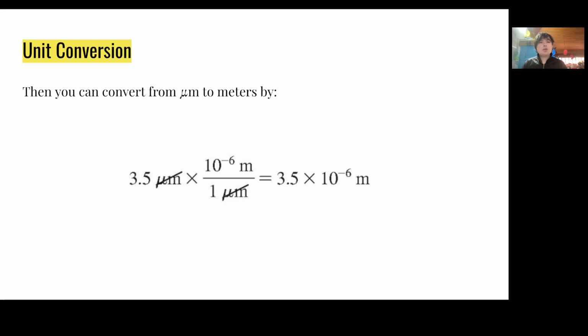Then you can treat the unit, micrometers, like a variable. It's not really a variable, but you can treat it similarly. So you can cross out what's in the numerator, micrometers, with what's in the denominator, the unit micrometers. And so you end up with just 3.5 times 10 to the minus 6 meters divided by 1, which gives us what the right-hand side was.